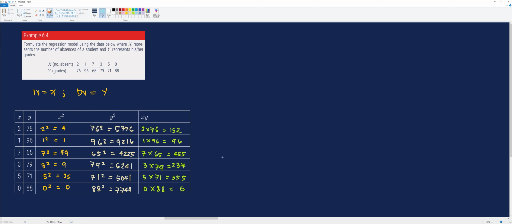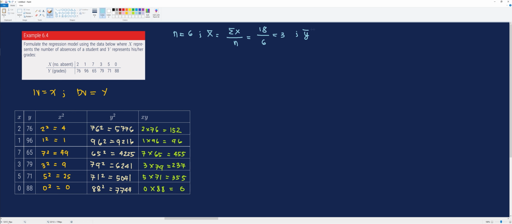Then, we identify the value of n, which is 6, and compute the sample mean of x using the formula the summation of x over n, which is equal to 2 plus 1 plus 7 plus 3 plus 5 plus 0, which is equal to 18 divided by n, which is 6, and that is equal to 3.